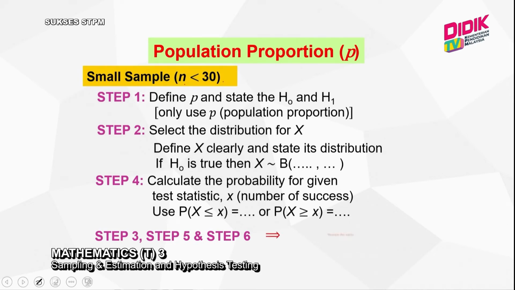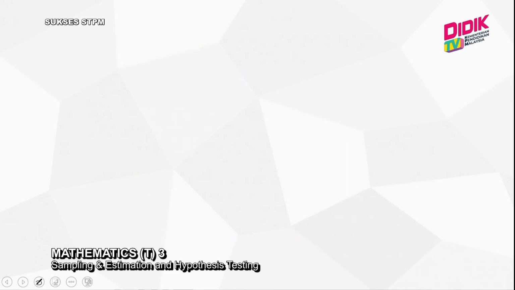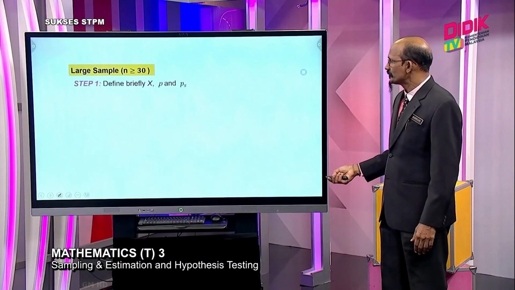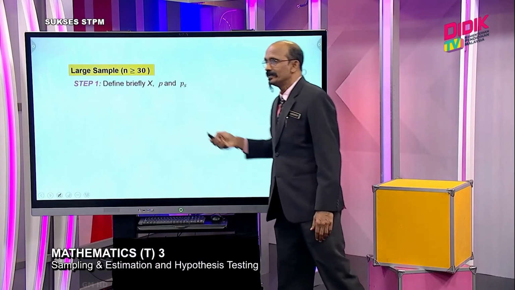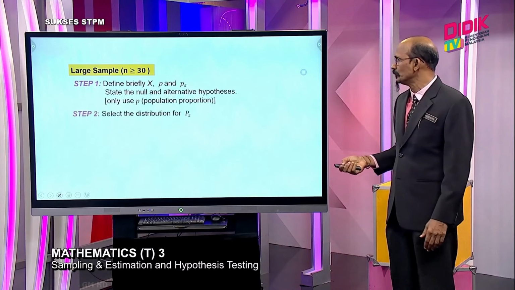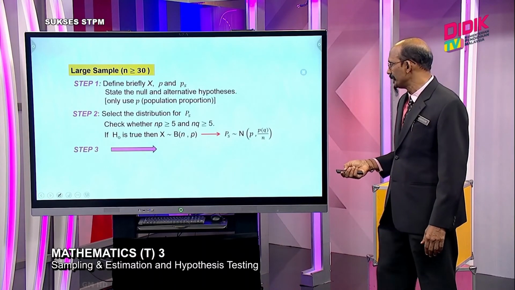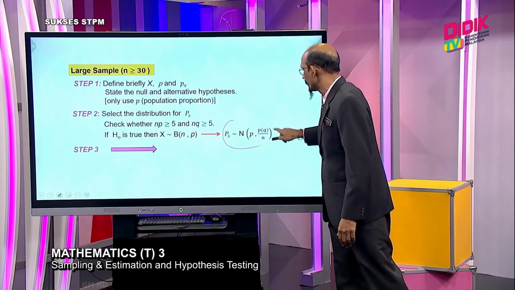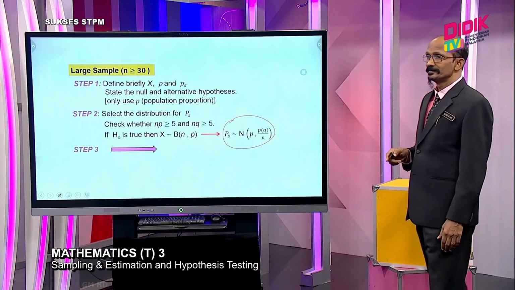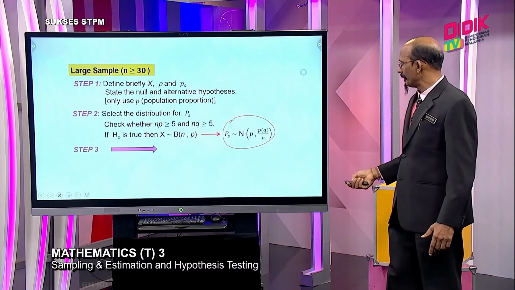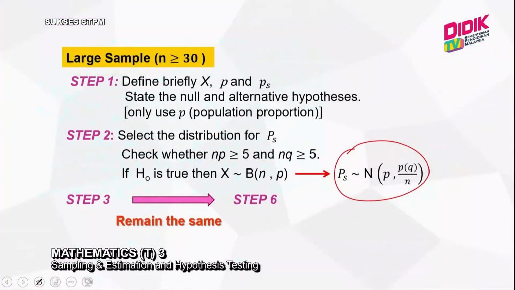For large sample size, it must be greater than 30. This one is almost identical; the 6 steps are almost identical. Only a slight difference here: we are using normal distribution. That's the difference. Just now we used binomial. If the sample is large, we are using normal distribution.